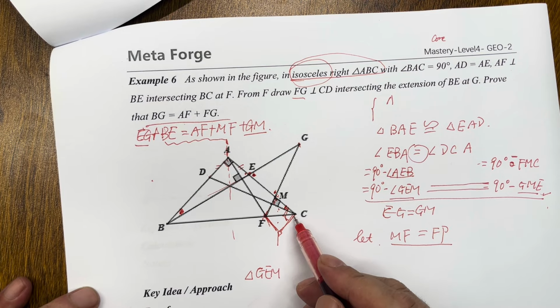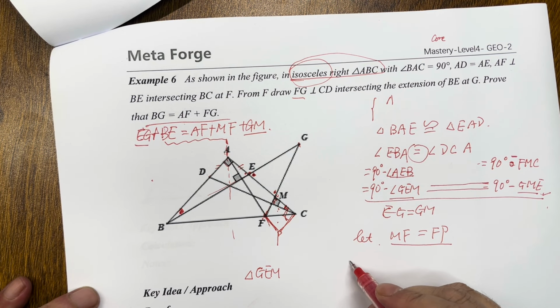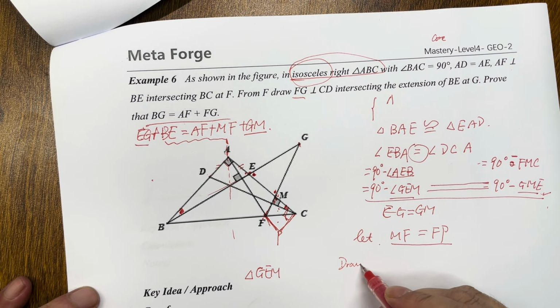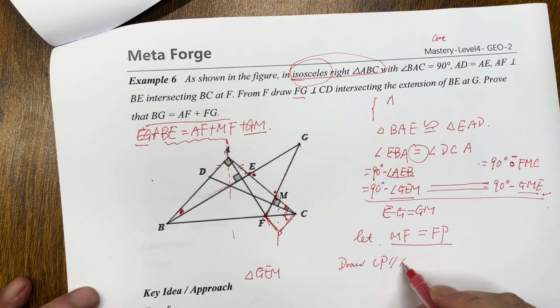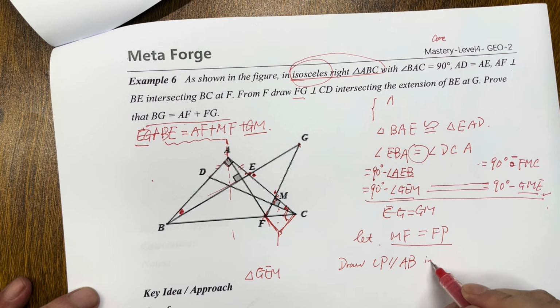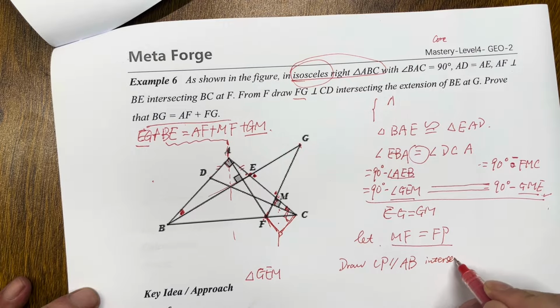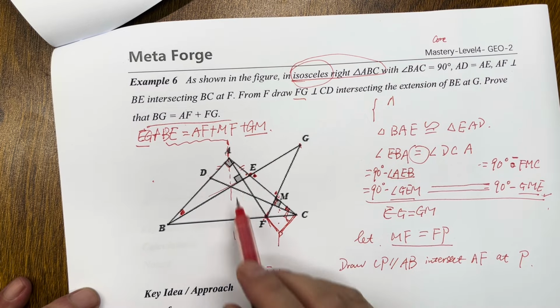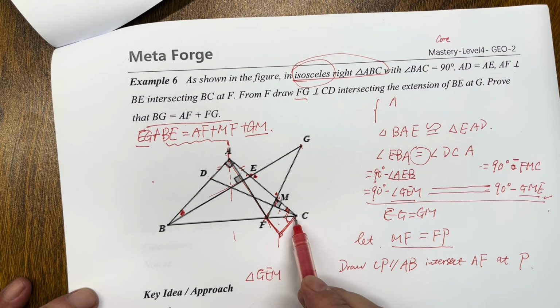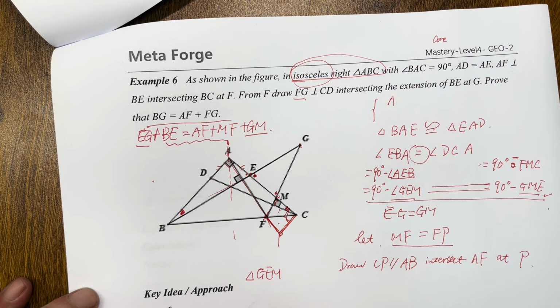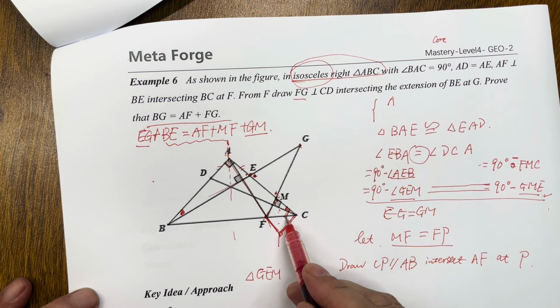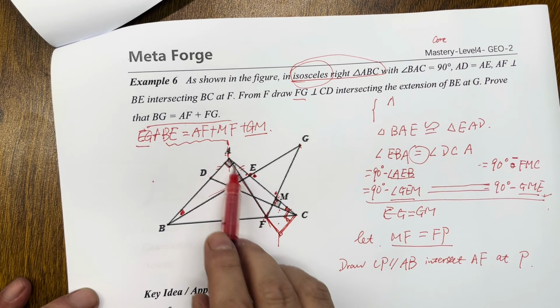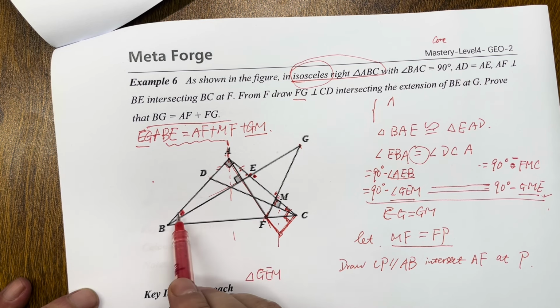So draw the line this way. CP parallel to AB intersects AF at P. The triangle APC, angle APC, this is a right angle. AC equals AC. These two angles are equal.